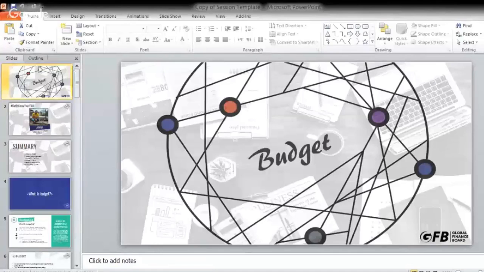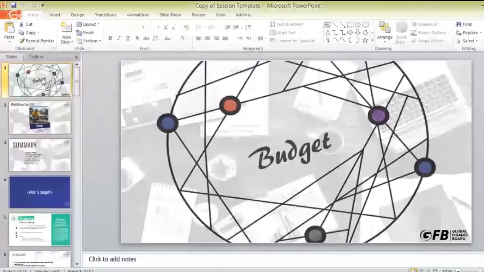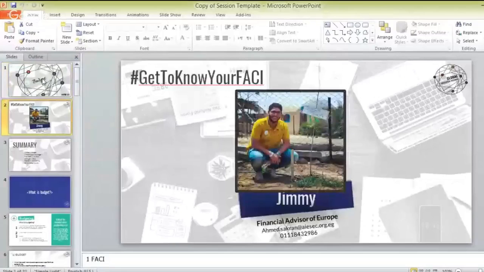Today we have a session about budgeting. So the first thing is introducing myself. As I said, my name is Ahmed Sakron. I am the financial manager of AIESEC in Egypt, MC Kamet, and my nickname is Jimmy. That's why I'm writing Jimmy on the slide.